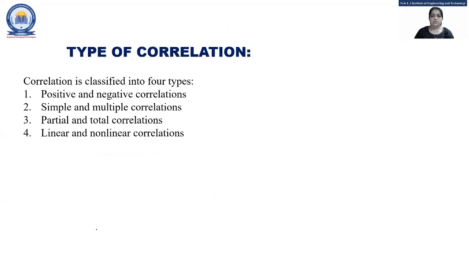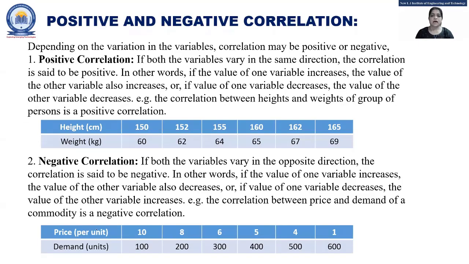Types of correlation. Correlation is classified into 4 types. First one, positive and negative correlation. Second one, simple and multiple correlation. Third is partial and total correlation. Fourth is linear and non-linear correlation. First, we start with the positive and negative correlation.